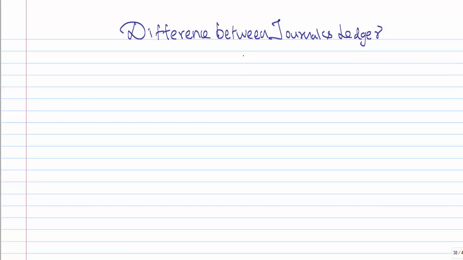So far we have talked about ledger. To make it very clear, let's understand what is the difference between the journal and ledger. So we'll give the basis of distinction. Number one, the difference between the journal and ledger is in its name itself.